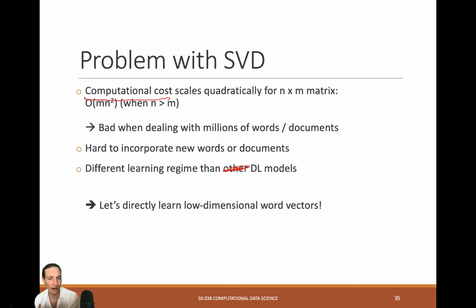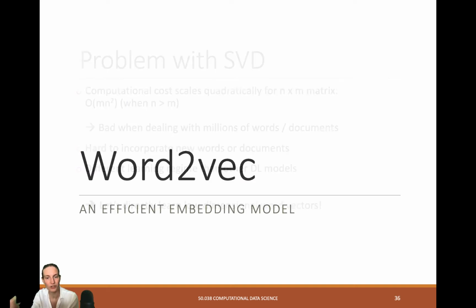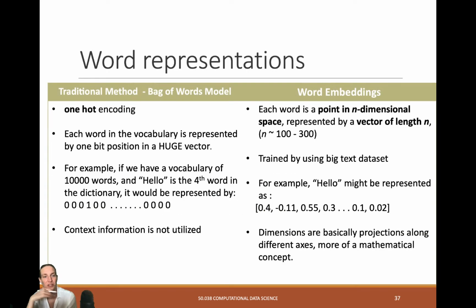So how do we deal with word embeddings? Why don't we directly learn our low dimensional word vectors? With low dimensional, I mean like 500 dimensions or something, like these SVD embeddings. Why don't we directly learn them instead of first doing a huge SVD, which is a computationally really heavy operation, which is hard to incorporate new words? One potential solution is word2vec.